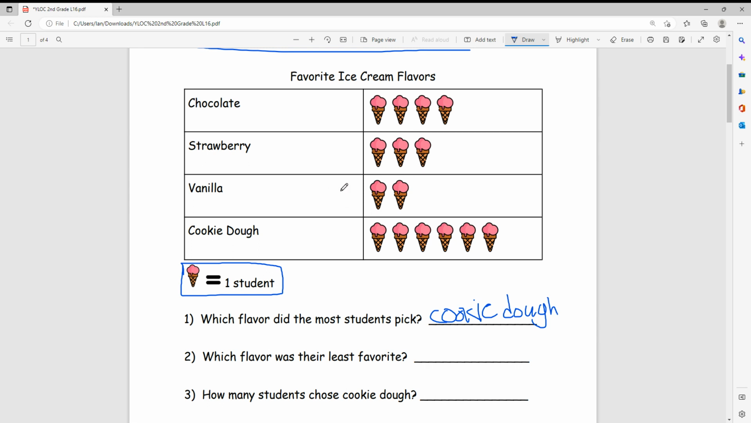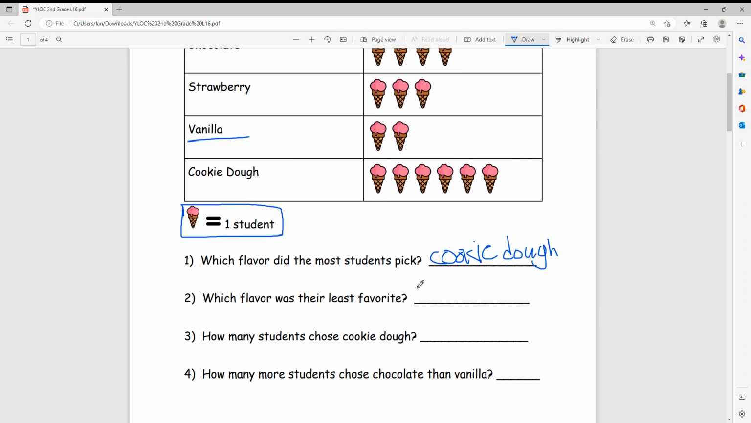Number two, which flavor was their least favorite? That would mean the least amount of ice creams. So the least favorite was vanilla. If we look here, vanilla.